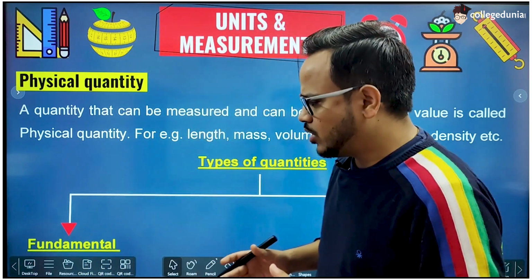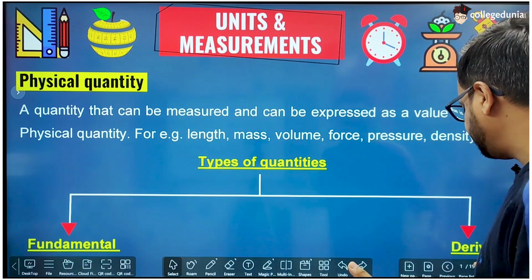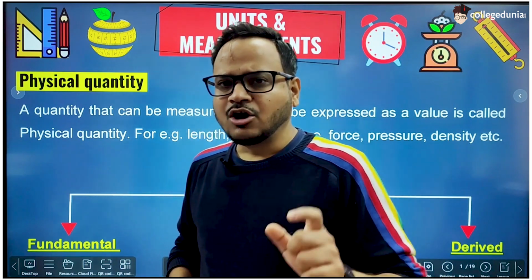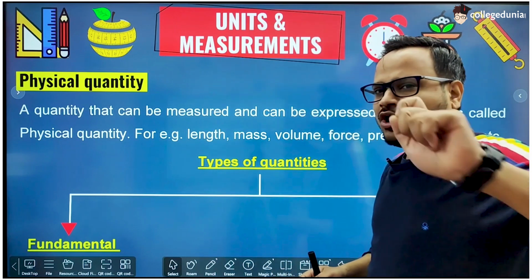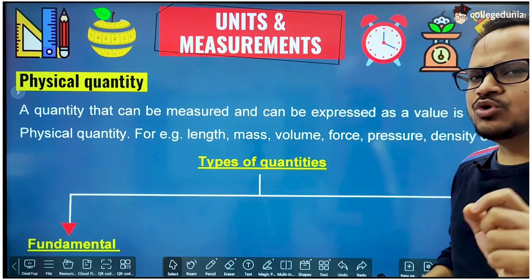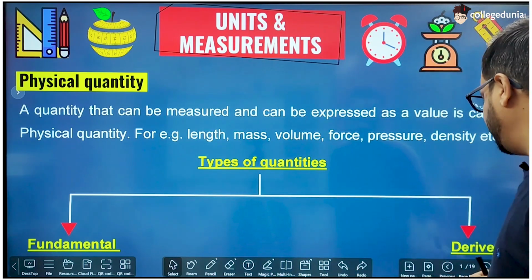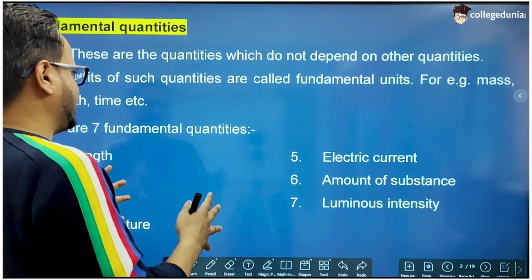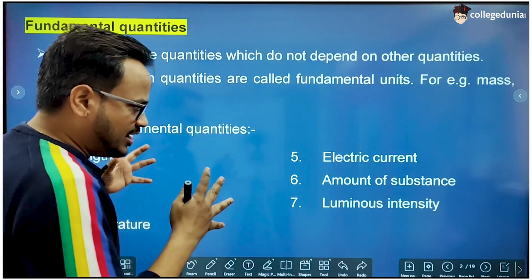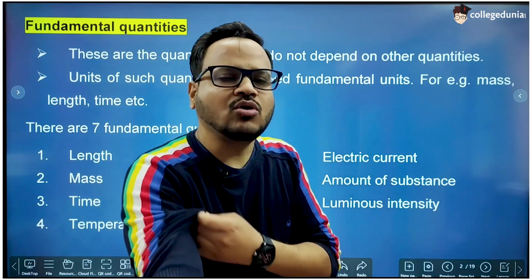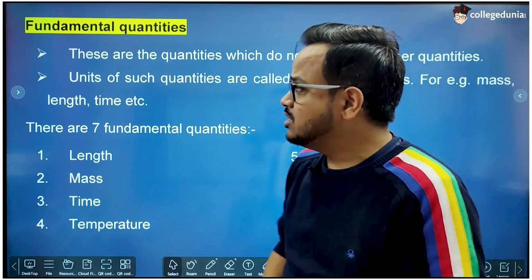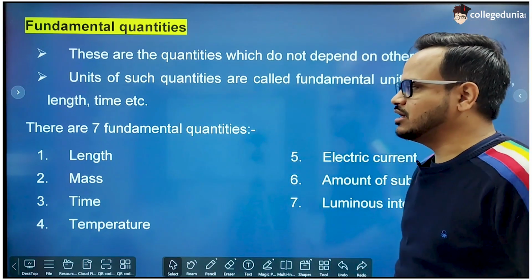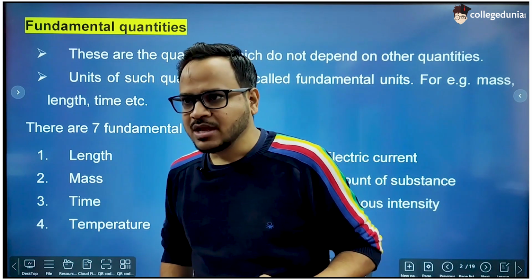So what are fundamental quantities? Fundamental quantities are those quantities which are not derived from other quantities, which do not depend on other quantities. Okay, what is the meaning? These are the quantities which do not depend on other quantities. There are 7 fundamental quantities, but let's first discuss the meaning of this statement, that these are the quantities which do not depend on other quantities. What is the meaning of that?